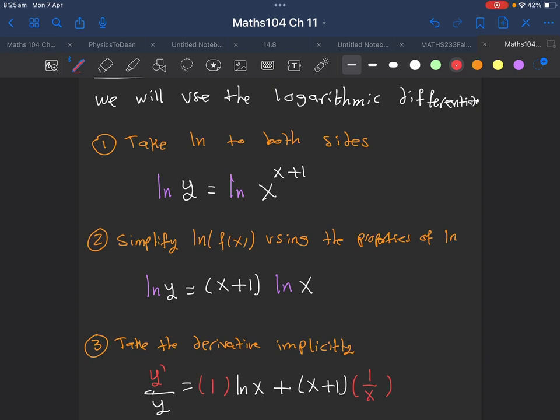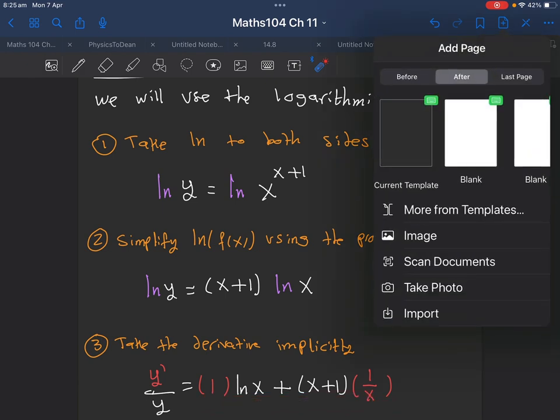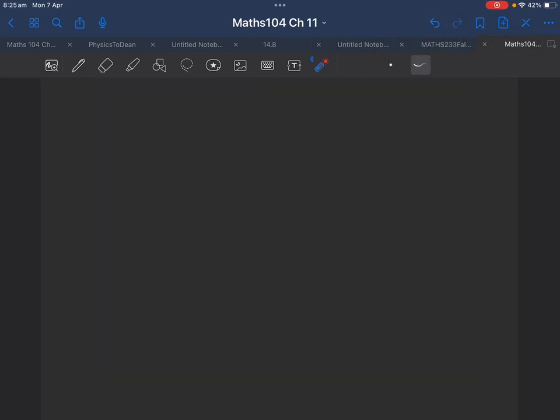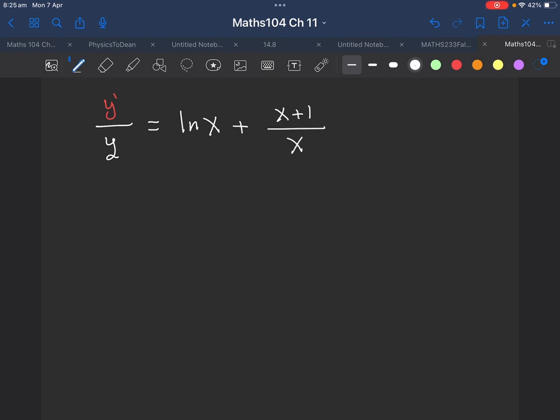That's step number 3. Step number 4, we need to put y prime alone. But first, let me just finalize this one here. Go to the next page. In the next page, I have y prime equal, it was ln x plus, you will get x plus 1 divided by x. Now, step number 4, find y prime alone.